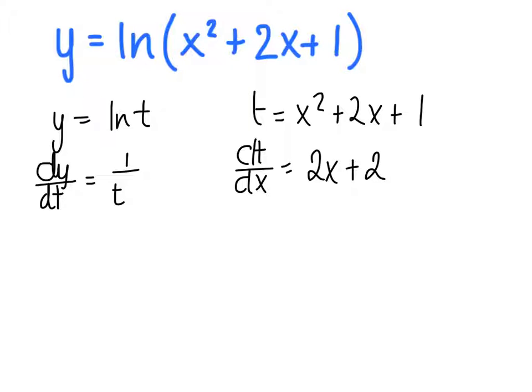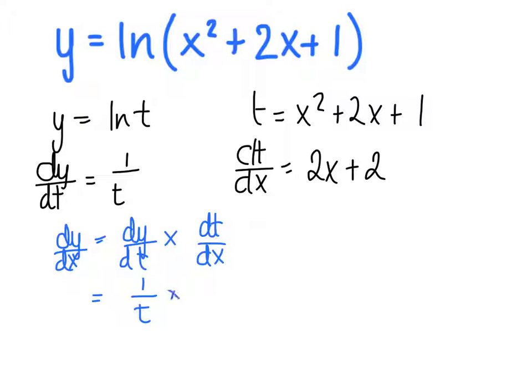Pulling these back together, then we'll use the chain rule. So we know that dy by dx is dy by dt multiplied by dt by dx. So that's 1 over t multiplied by 2x add 2, which is 2x add 2 over x squared add 2x add 1. Now there are some interesting things going on here. So we've basically got the derivative on top of the t function here. And in the other question, we had the derivative multiplied by the power, which was t.